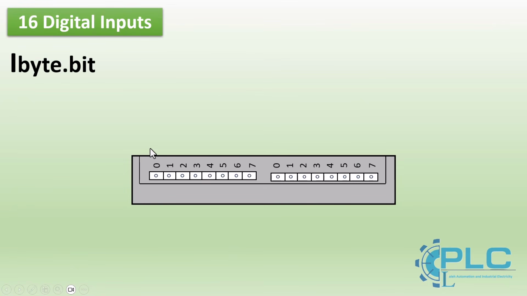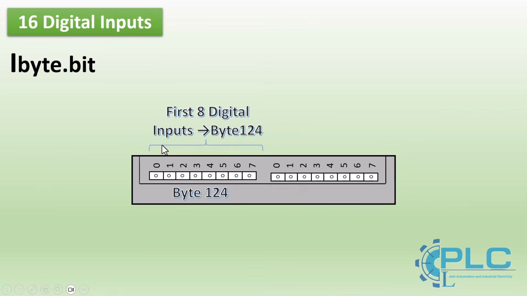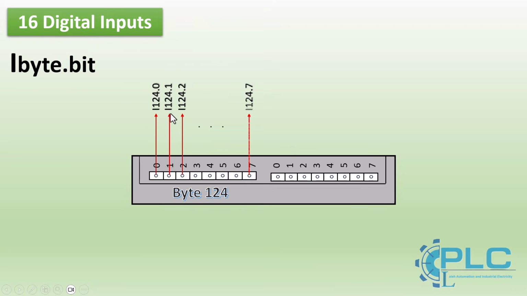Imagine that we have 16 digital inputs, and in the hardware configuration, we set the input start address to byte 124. Now, the first 8 digital inputs occupy byte 124. Following the same rule, the first input has the address I124.0. The second input is I124.1. The third, I124.2. And this continues up to I124.7. That's our first 8 inputs.